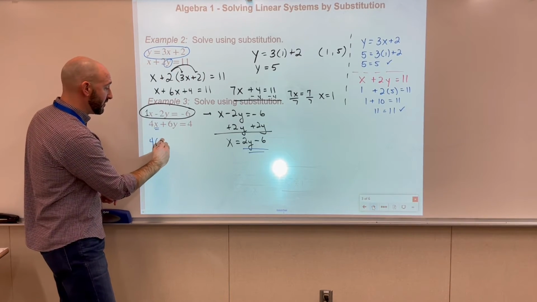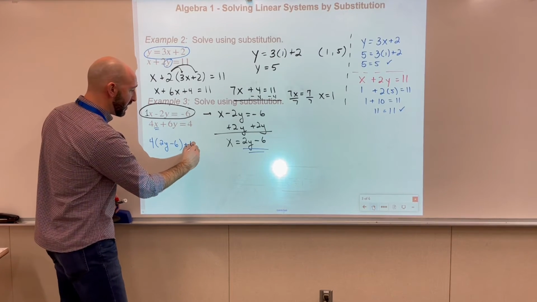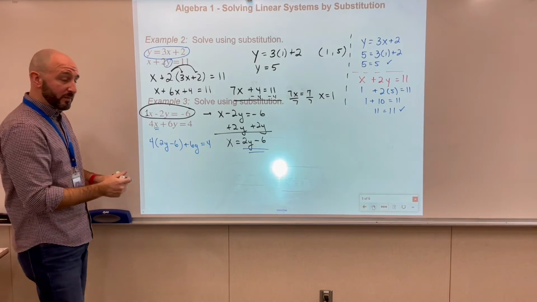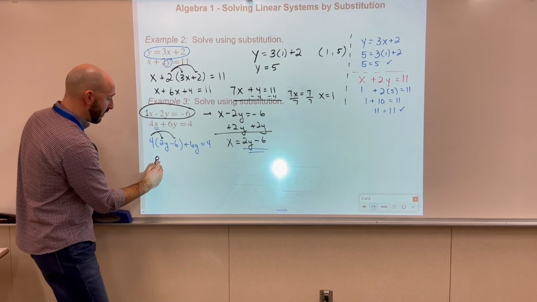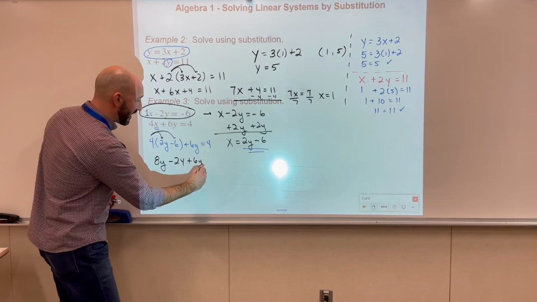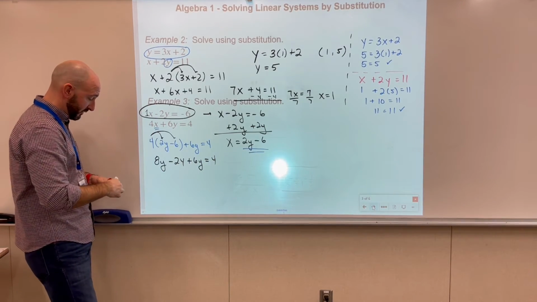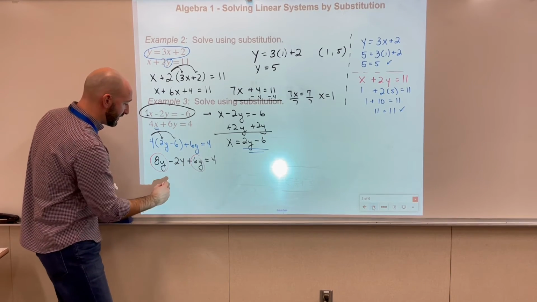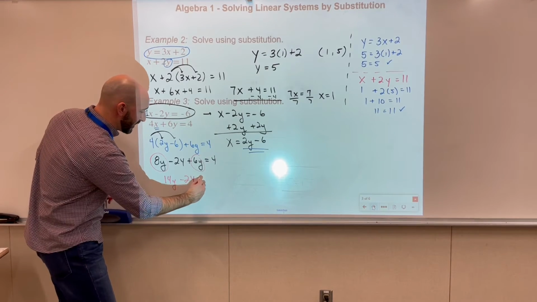4 times (2y minus 6) plus 6y equals 4. So now what I'm going to do is distribute the 4. We're going to get 8y minus 24 plus 6y equals 4. We're going to combine like terms. So the like terms in this case are 8y and 6y. So we get 14y minus 24 equals 4.